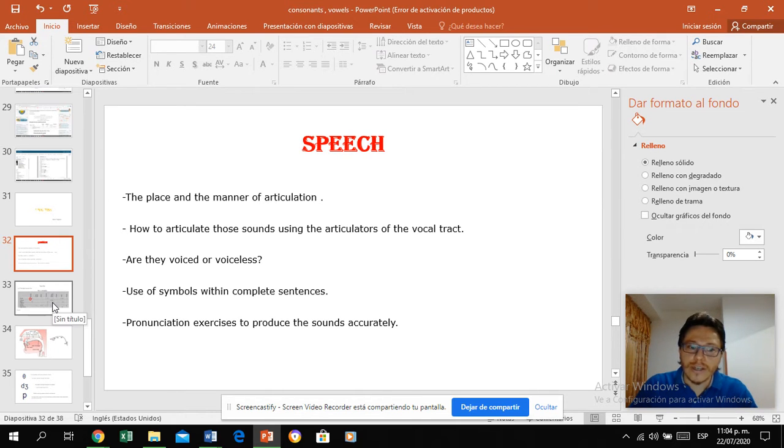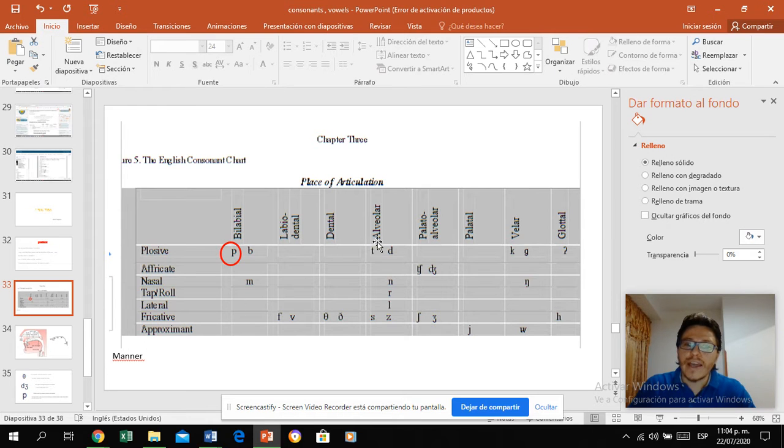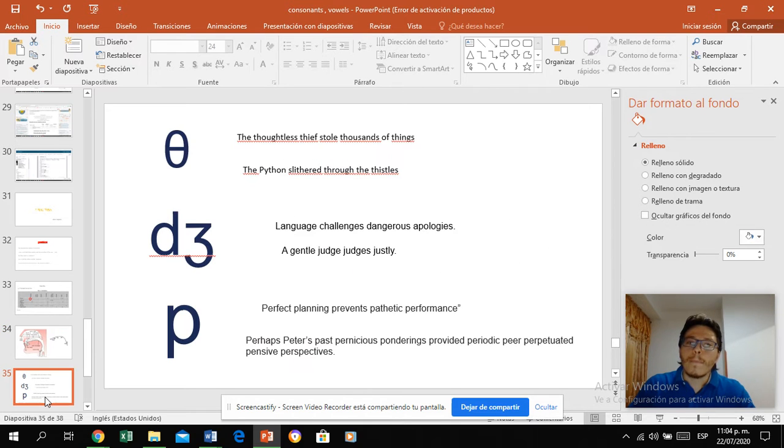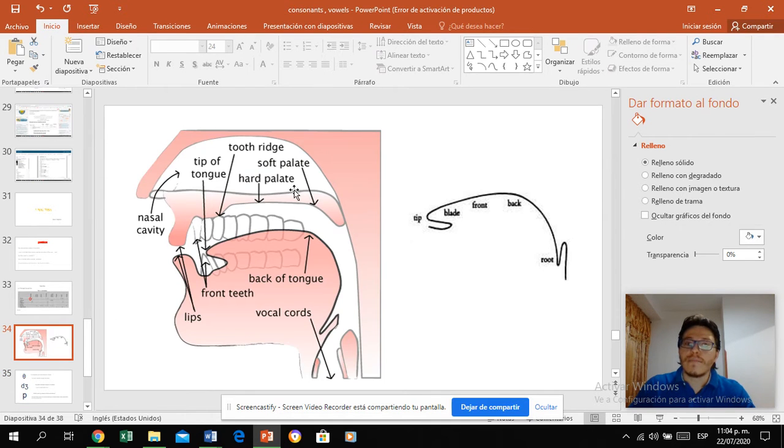So let's start. First of all, I want to show you this chart about the manner and place of articulation. You find here all the consonants in English, and here we have a picture of the vocal tract and the tongue. But first, let's analyze the three sounds we have for this exercise. We have j and p. We have three different sounds. Let's start, but before starting with number one, I want to explain this picture to you.